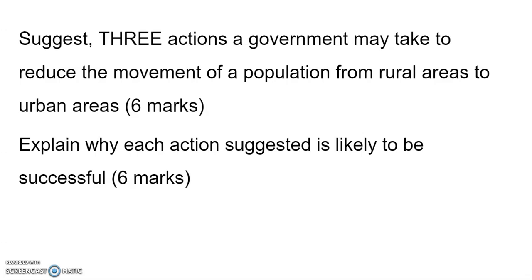In your second paragraph, you are going to explain why you believe that each action that you have suggested in part B of the question is likely to be successful. So in answering this question, first you write your strategy or your action, and in your next paragraph you're going to write your justification. Why do you believe that the strategy will work? And then you'll get your 6 marks.